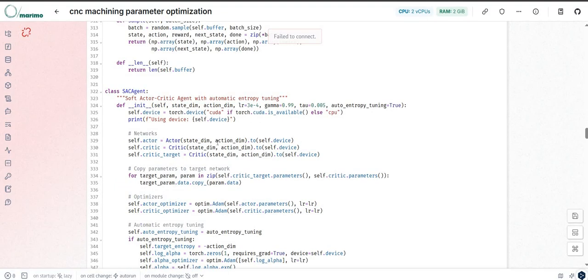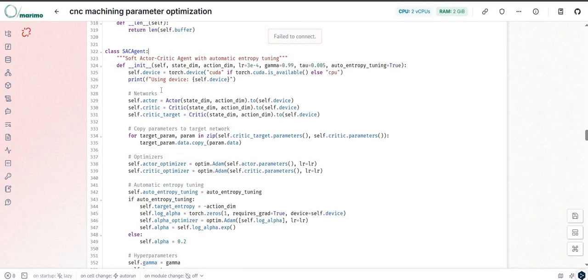We get to the SAC agent class, soft actor critic. This is the main controller that ties everything together. During initialization, it sets up the actor, the critic, and target critic network. The parameters of the target critic are copied from the critic at the start. It also sets up optimizers, Adam in this case, for both the actor and critic.